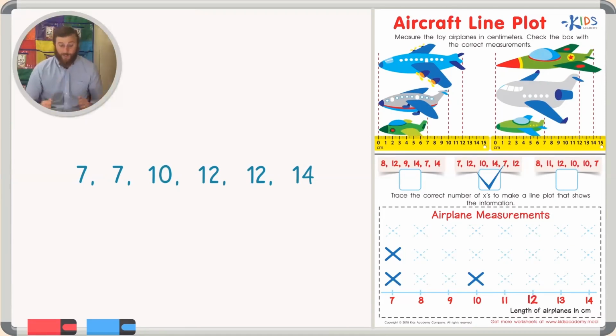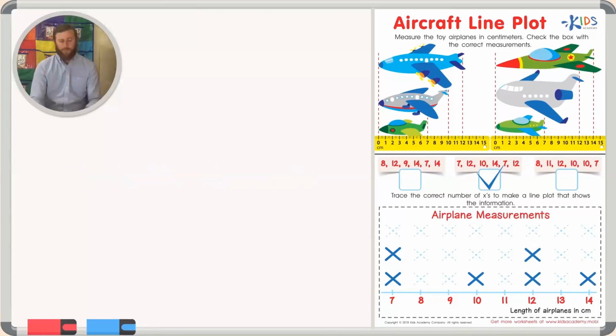What about 12? Well, for 12, there were 2 airplanes that were 12 centimeters long, so we're going to go ahead and trace 2 X's, 1 for each airplane. So let's go ahead and 1 for 1 airplane, and another 1 for the second airplane. Were there any airplanes that were 13 centimeters long? I don't think so, so again we'll leave this blank. And finally, there was 1 airplane that was 14 centimeters long, so we can go ahead and trace 1 X.